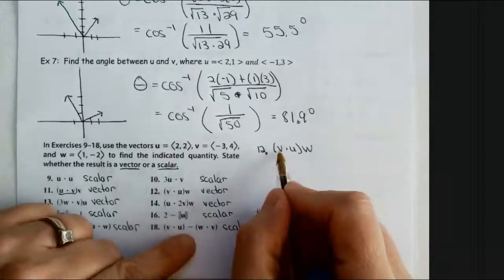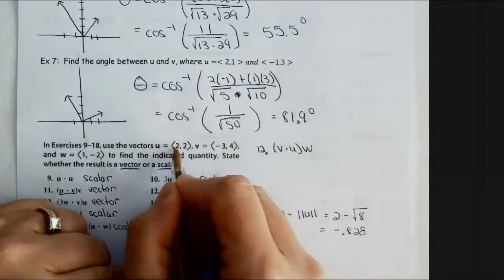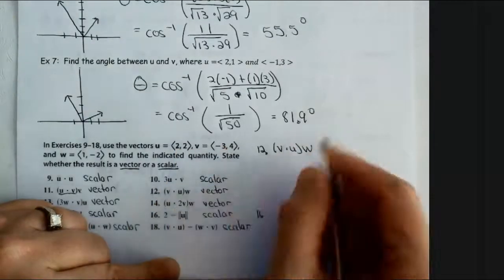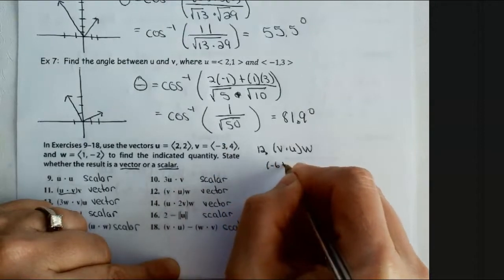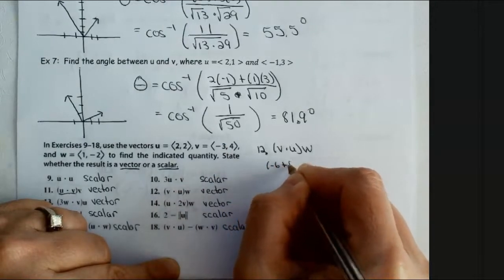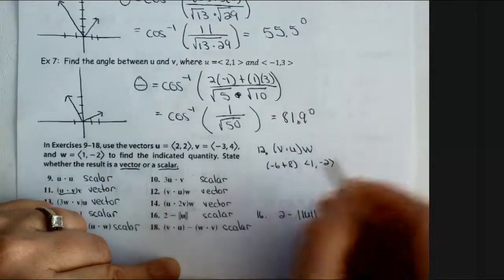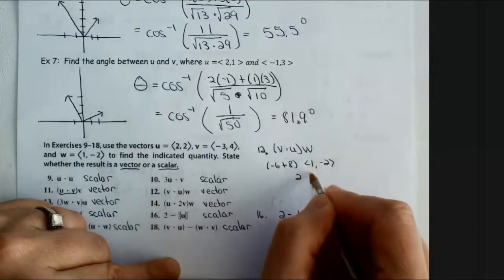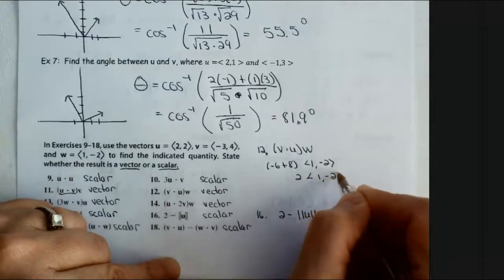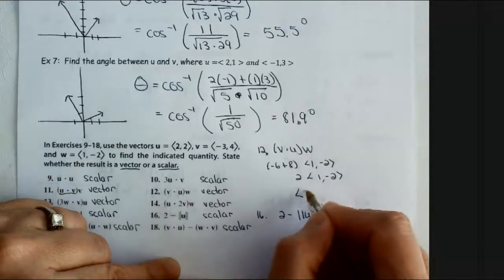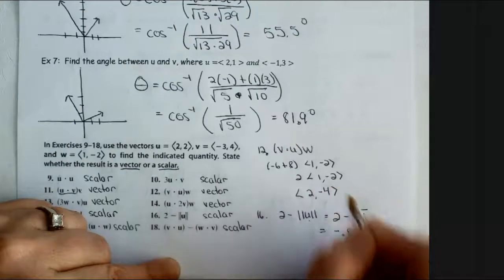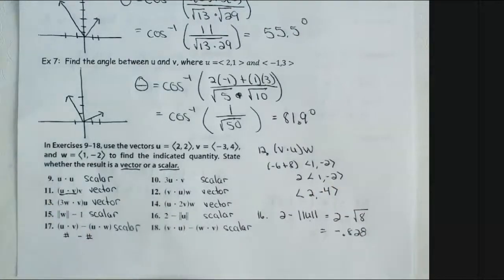Let's look at this one. I'm going to apply the dot product between these two. So we've got a negative 6 plus 8, and then eventually I'm going to multiply it by vector w. Negative 6 plus 8 is 2. 2 times the following vector. I'm just going to take that scalar and multiply it by each one.